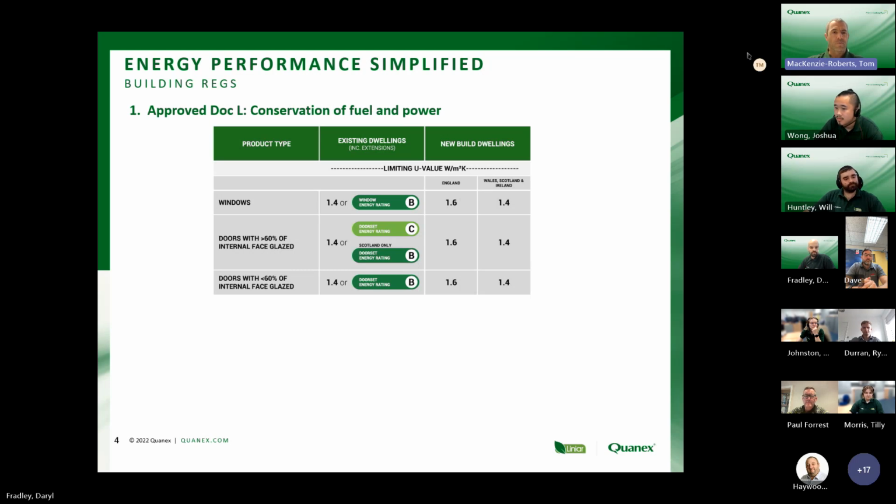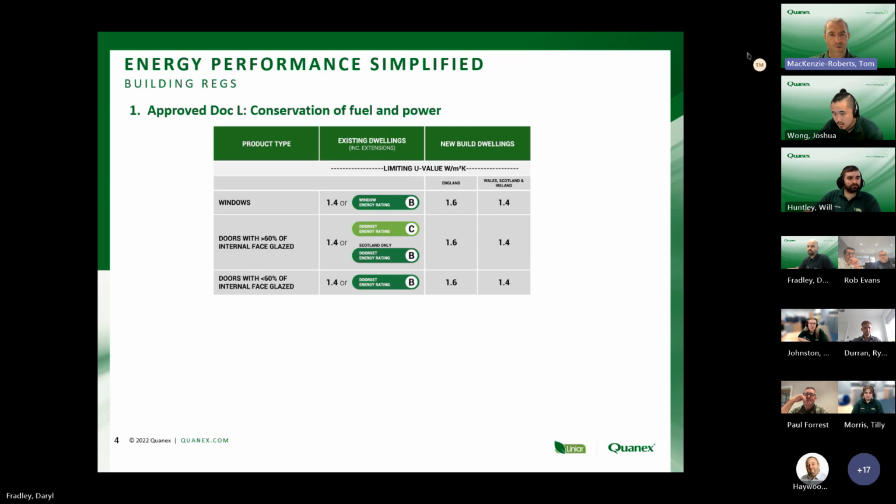The first thing we'll look at is Approved Document L, which is conservation of fuel and power. This specifies the U values and the energy ratings required for existing and for new build dwellings. We'll start off with existing. Across the board, it's a 1.4 U value, and these are limiting values, so this is a worst case that they need to be. With energy ratings on windows, it needs to be a B rating or better. For doors with greater than 60% of internal face glazed, it's a C, or a B in Scotland. And for doors with less than 60% of internal face glazed, it's a B.